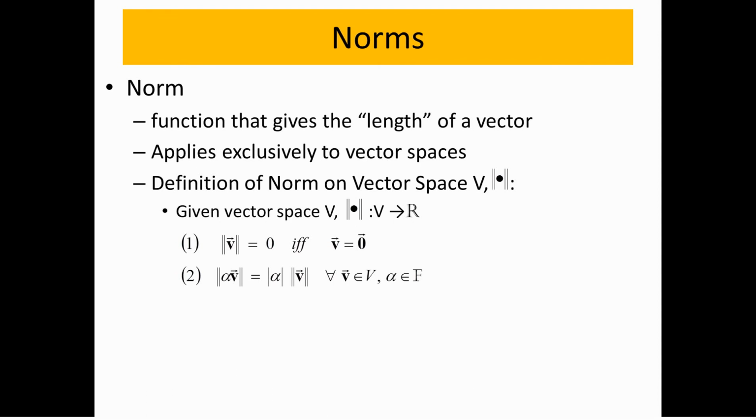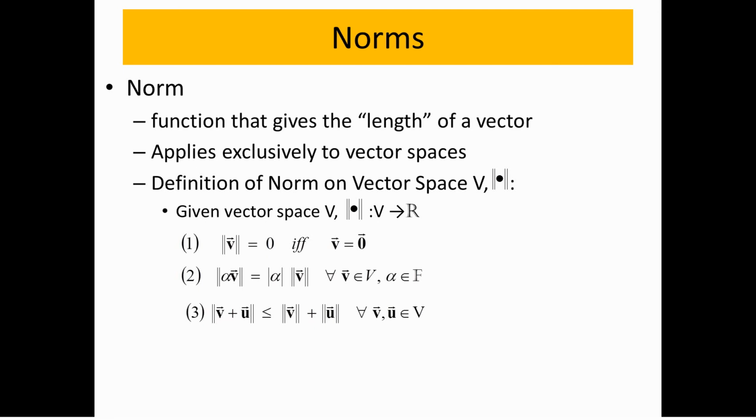This just says that if we multiply a vector times a scalar, the resulting length is the original vector times however much we multiplied it. The only difference is we have to note that this alpha can be from a field, so it can be complex too. It's not necessarily real. And last, we have what we call the triangle inequality. We say that the norm of a sum is less than or equal to the sum of the norms.